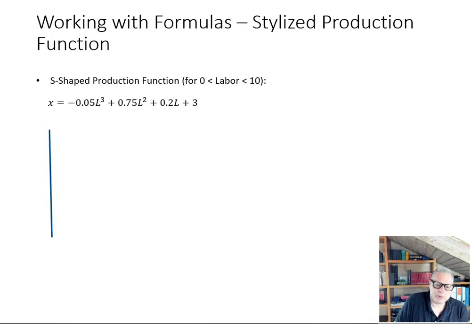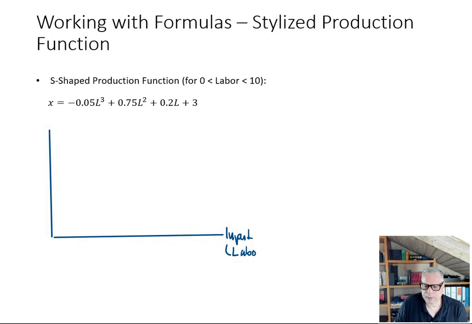So the way economists think about production is that we have some input, and in this case it is labor. And we convert that input into output, and let's call our output X. Okay, so now a production function is typically displayed as an S-shaped production function. So if you draw an S, it looks a little bit like this maybe.